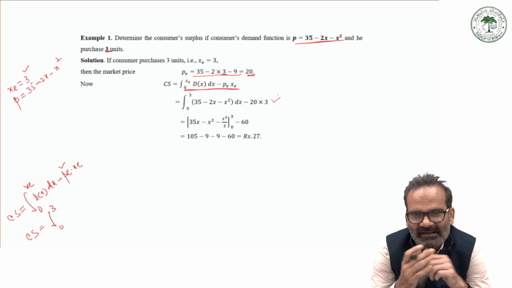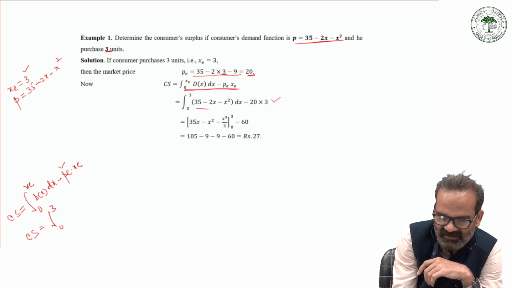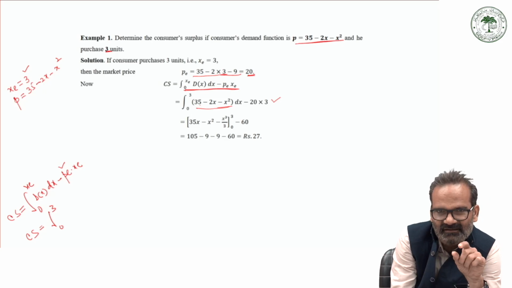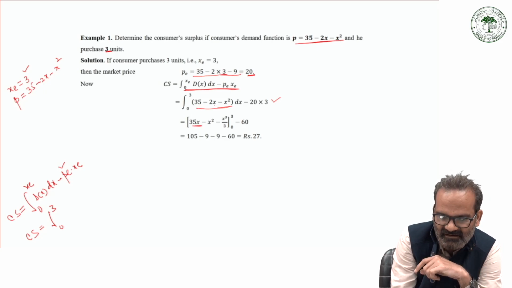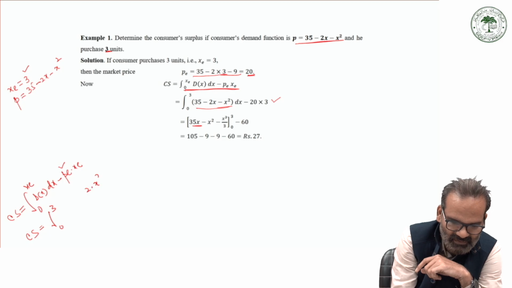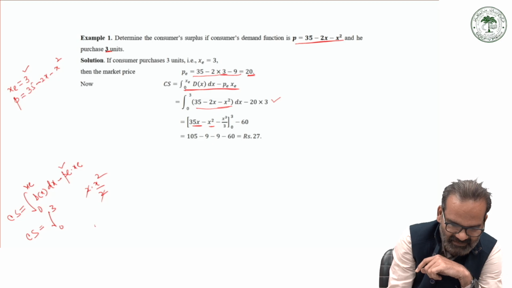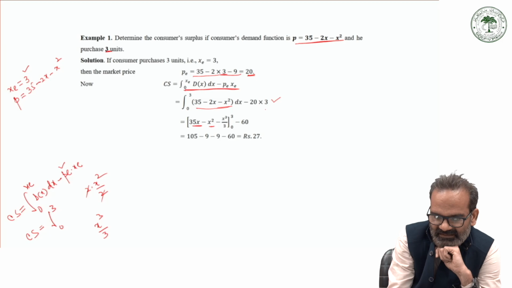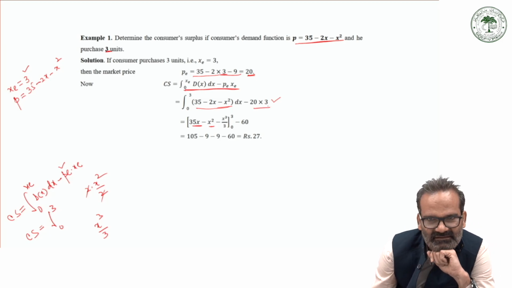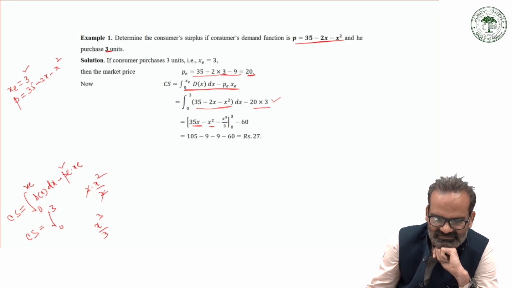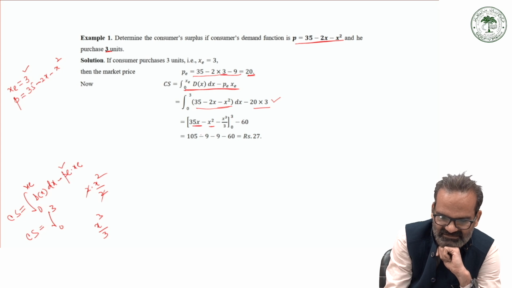Now what is left? Integrate this function from 0 to 3. So the integral of 35 is 35x. The integral of 2x is 2 into x square by 2, that is x square, and the integral of x square is simply x cube by 3, with the limit from 0 to 3, and this is actually 20 into 3, that is 60. Now simplify it, put the value of x as 3 first. So what will you get? 35 into 3, minus 3 square, 9, minus 3 cube by 3.